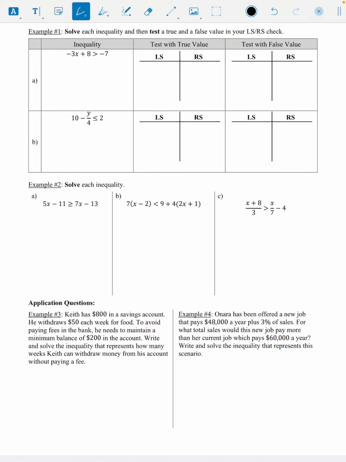And if you get that, for example, your left side is greater than your right side, it's true, which means you solved it correctly, but you also have to test your false value. When you test a false value, you're testing a value that does not satisfy the inequality, and you want to prove that your false value doesn't satisfy the inequality. If it does satisfy the inequality, then you've likely done something wrong when solving it, and you want to go back and check your answers.